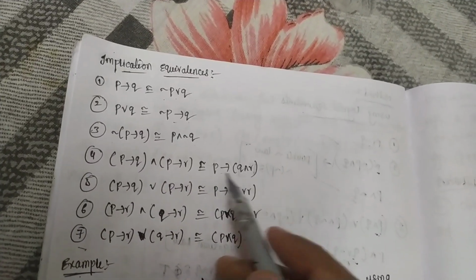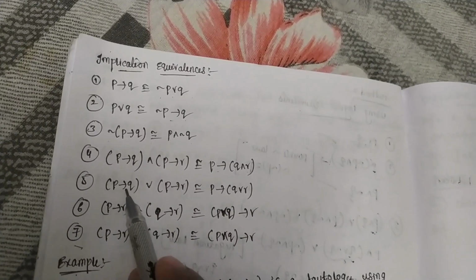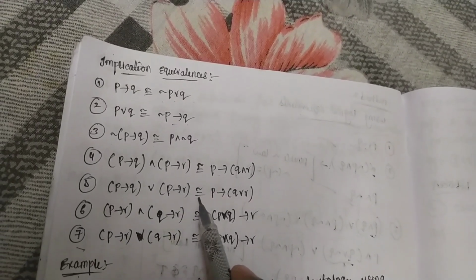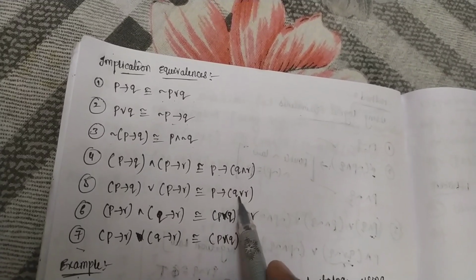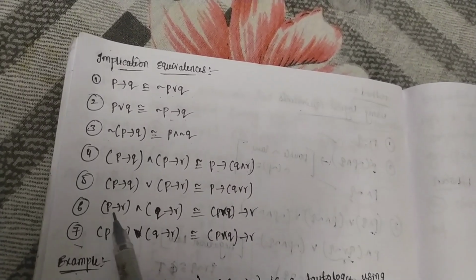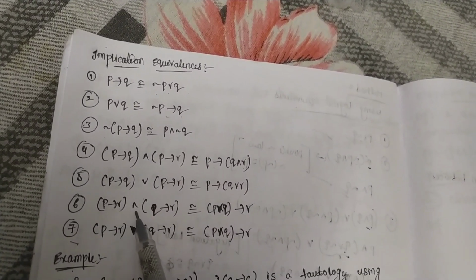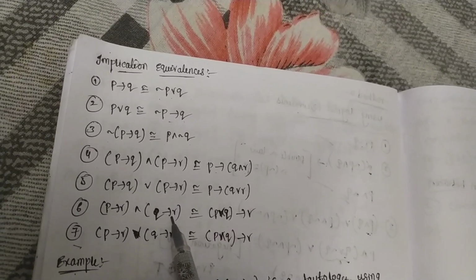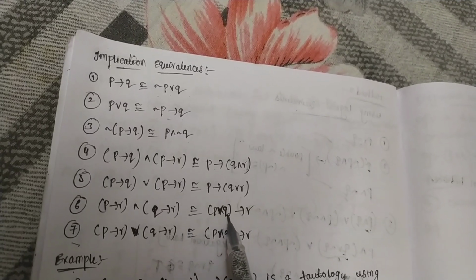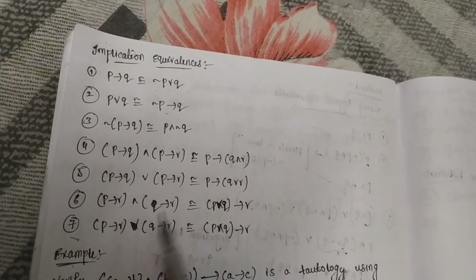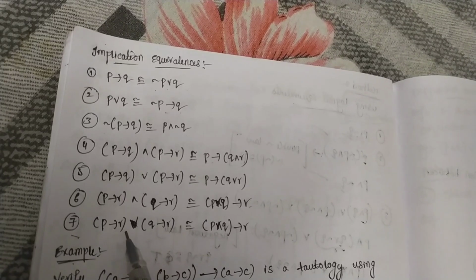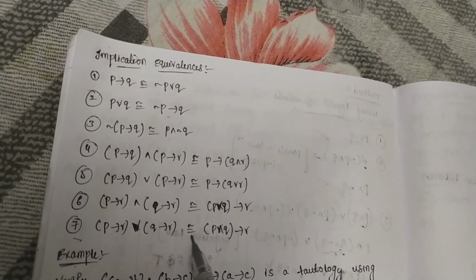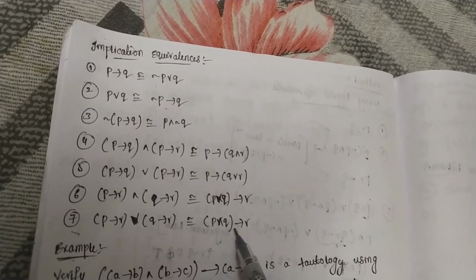The fifth one is P implies Q or P implies R equivalent to P implies Q or R. The sixth one is P implies R and Q implies R equivalent to P or Q implies R. And the seventh one is P implies R or Q implies R equivalent to P and Q implies R.